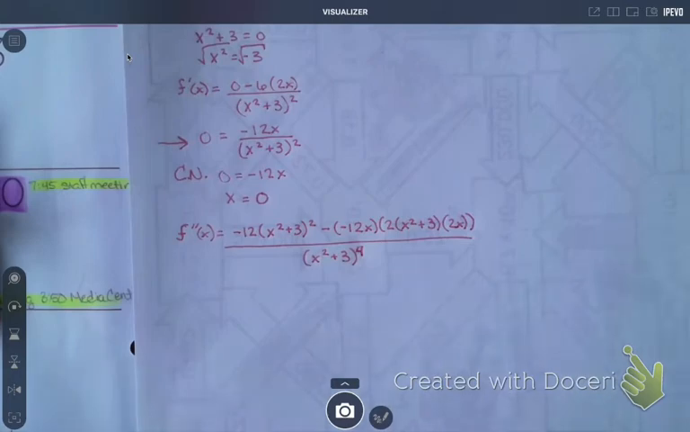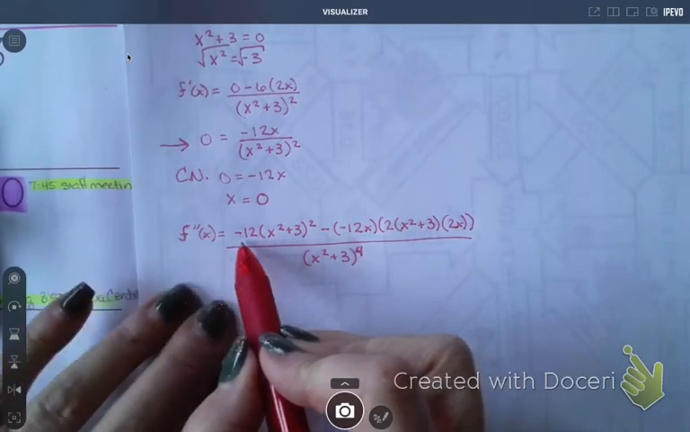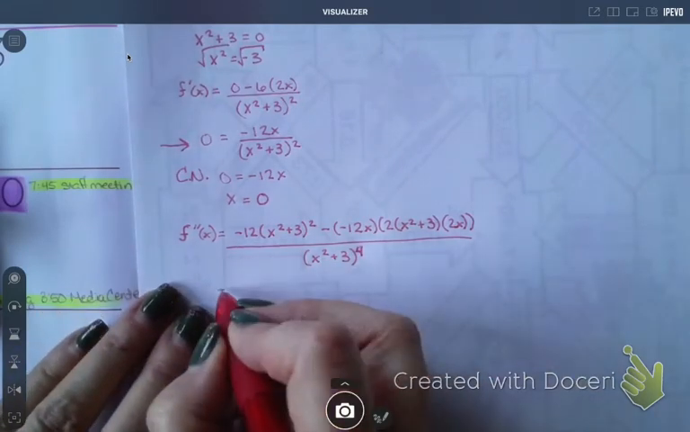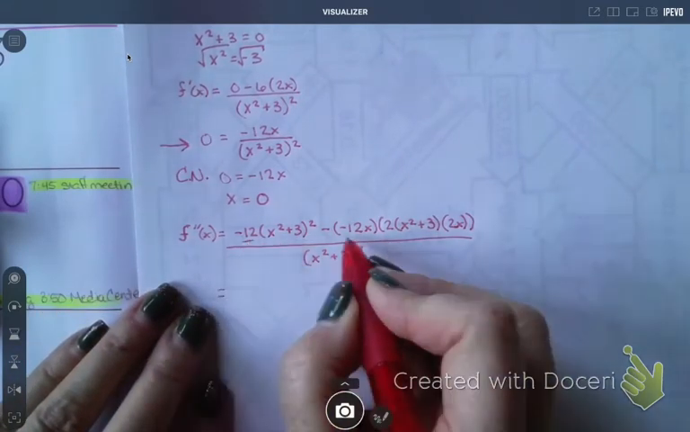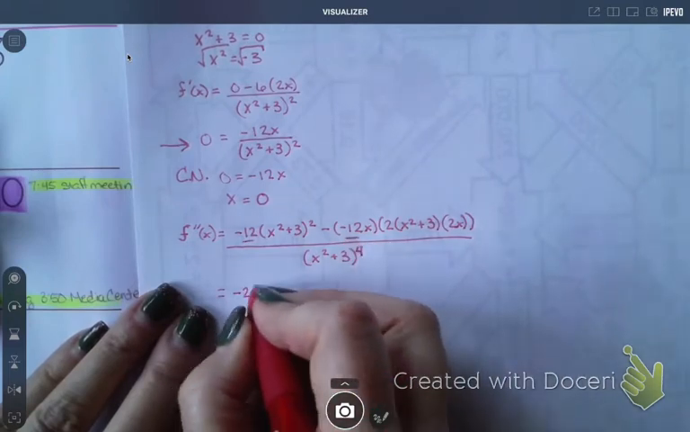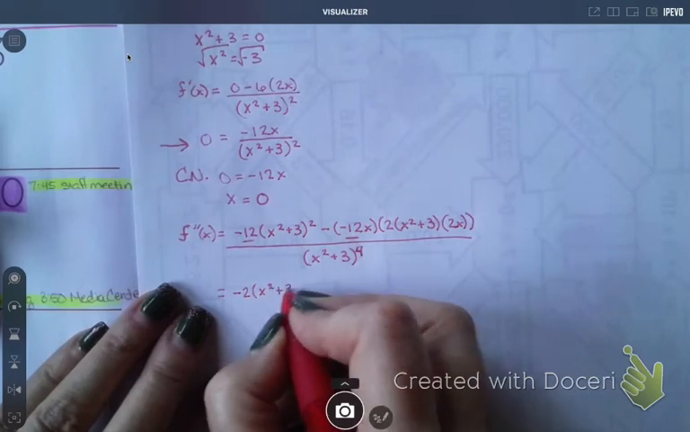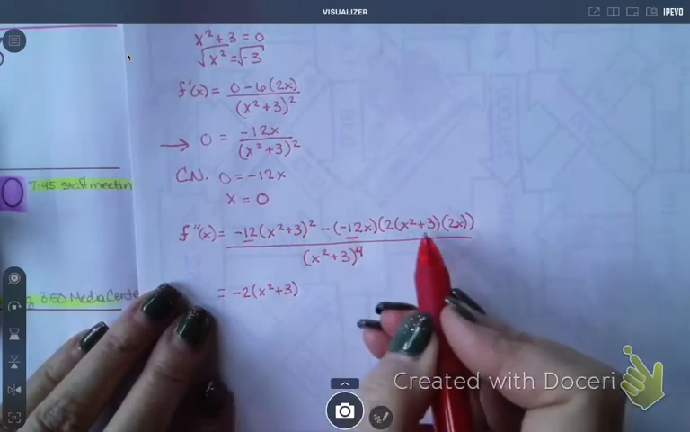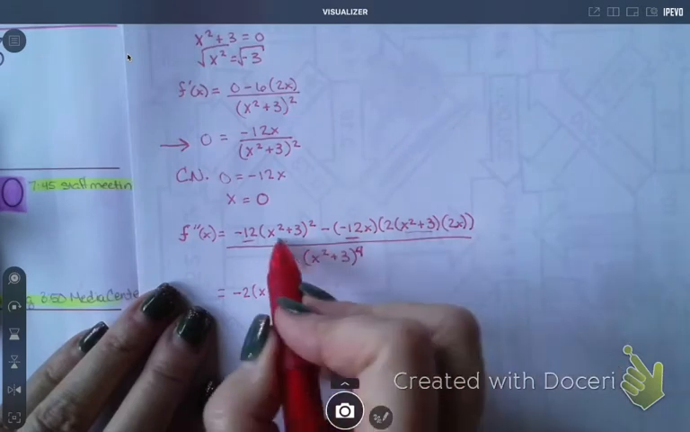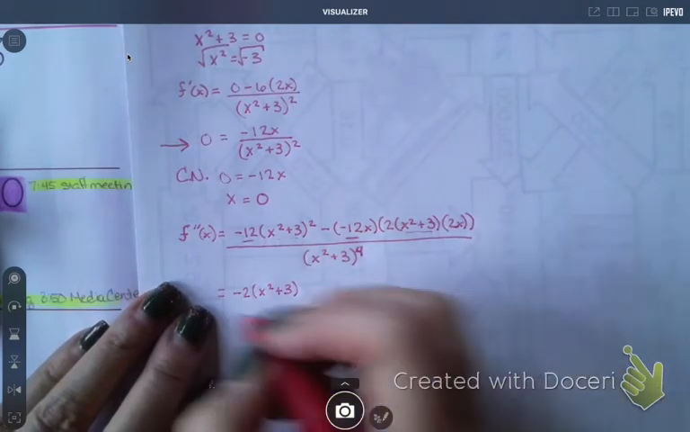Okay, so let's see. I could factor out a negative 12, couldn't I? Everyone see that? Negative 12, negative 12. And I can also factor out an x squared plus 3 to the what? Just the first. Okay. Wait, why did you write negative 2? Because I just forgot my 1.